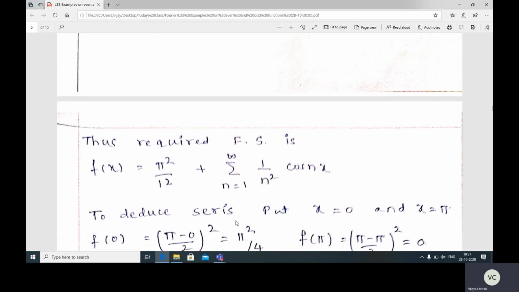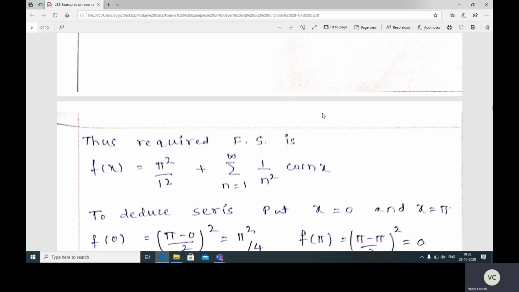Now substitute the values of a0, an, bn in the Fourier series. F of x is equal to pi square by 12. This is a0 by 2, plus summation of n equal to 1 to infinity, an is 1 by n square, cos nx, plus bn is 0. 0 into something will be 0. Now what we have here? F of x is equal to pi square by 12 plus summation of n equal to 1 to infinity 1 upon n square cos nx.